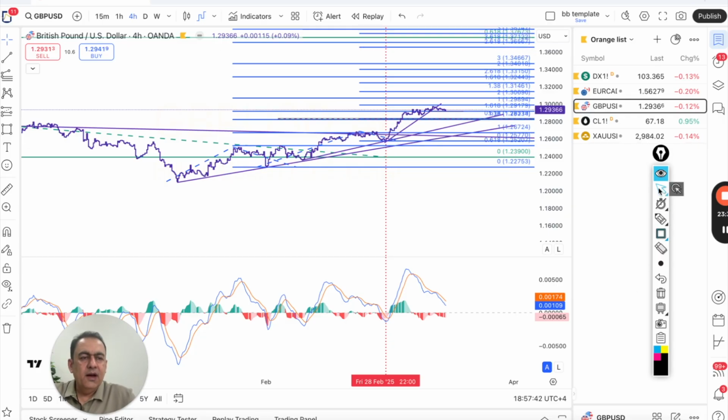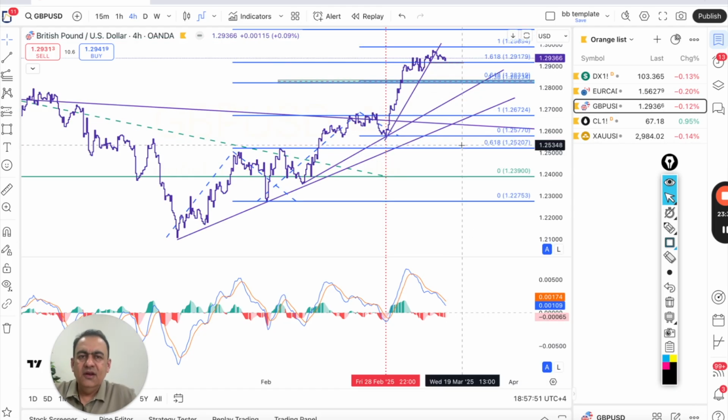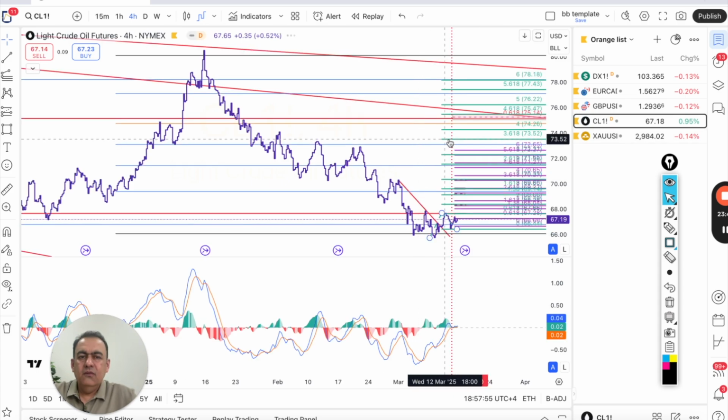So buy the pullback, buy on the dip is the plan for pound versus US dollar. And it makes sense because US dollar is getting weaker. So British pound against USD should get stronger. The next instrument which everyone has asked for is crude oil.